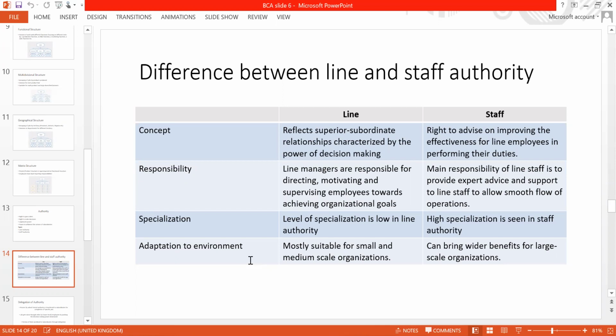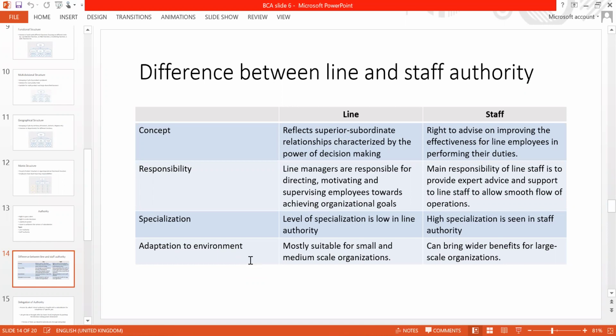And when we talk about line and staff authority, staff authority is not actually authority. They have got a certain role, an advisory role.